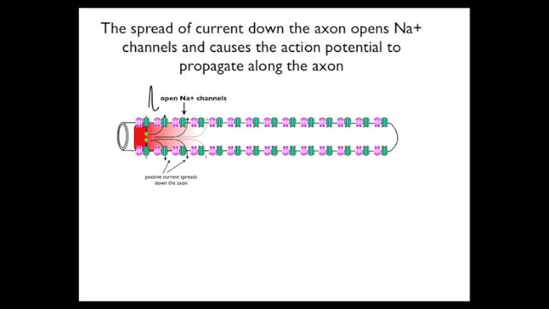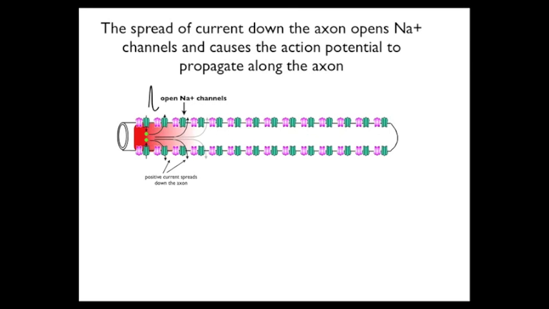But why does a larger axon generate a faster conduction velocity than a smaller axon? Well, before I can explain that, let's first consider how an action potential propagates down the axon. And the important point here is the spread of current, because the spread of positive current down the axon opens sodium channels and causes the action potential to propagate along the axon.